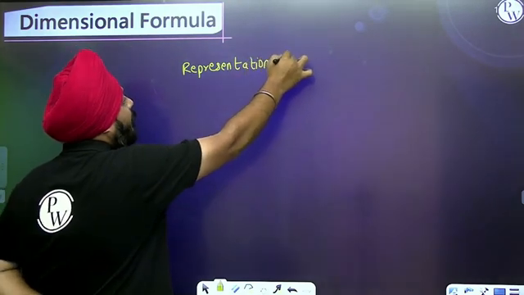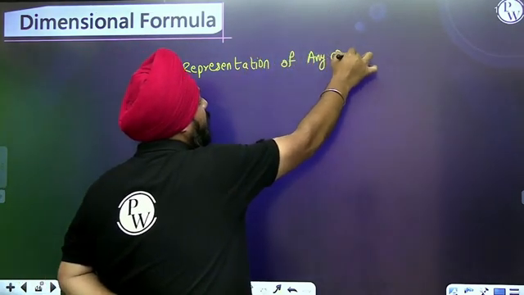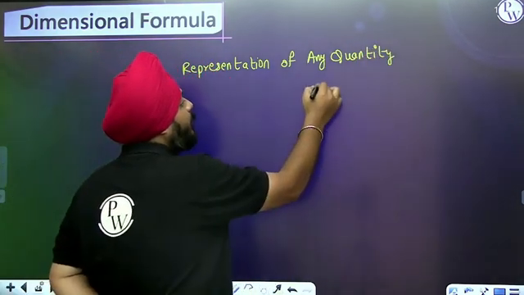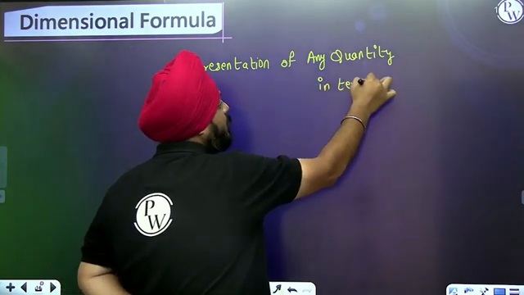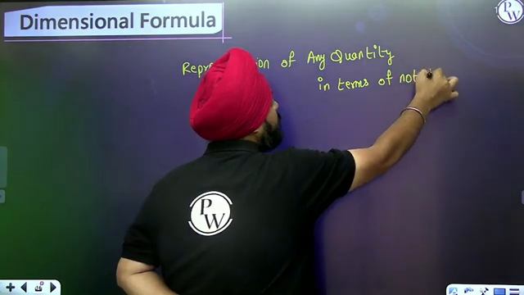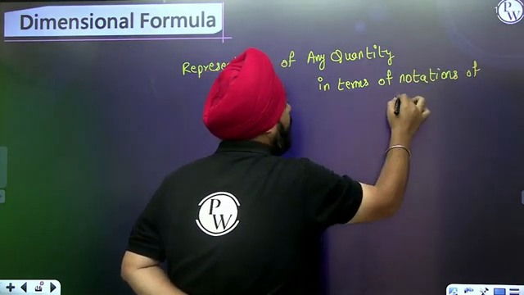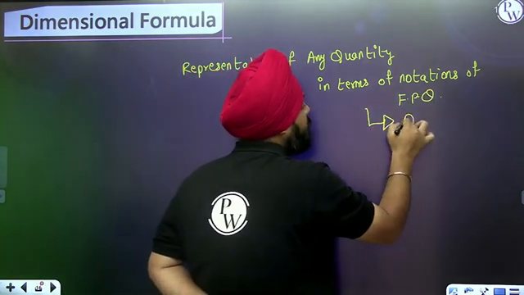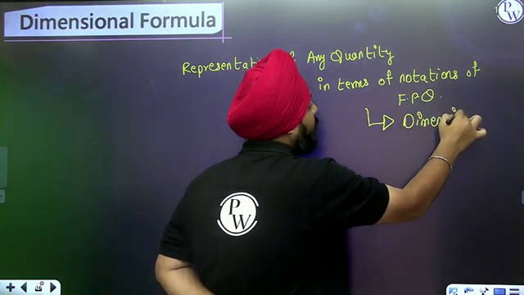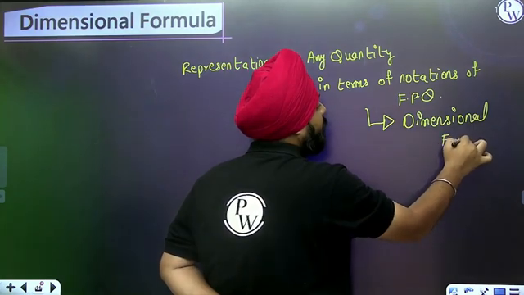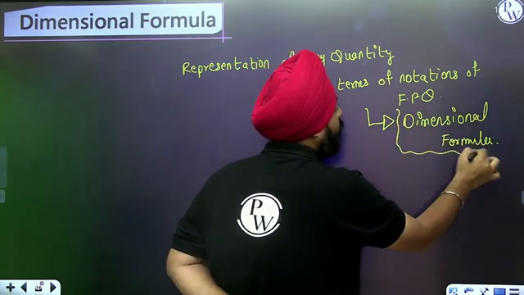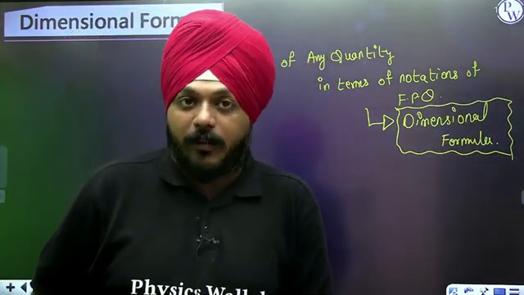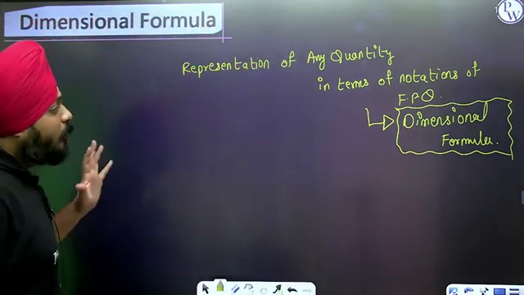Representation of any quantity in physics, in terms of notations of fundamental physical quantity, that representation is known as a dimensional formula. That representation is known as what? Dimensional formula. Right or wrong? Okay, now how are they going to represent it?